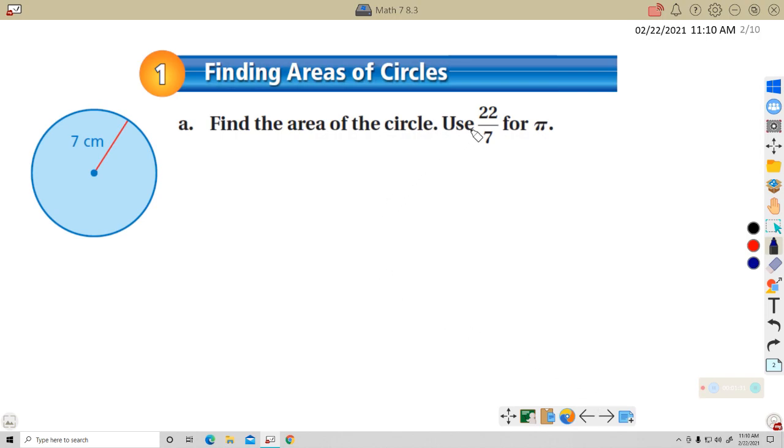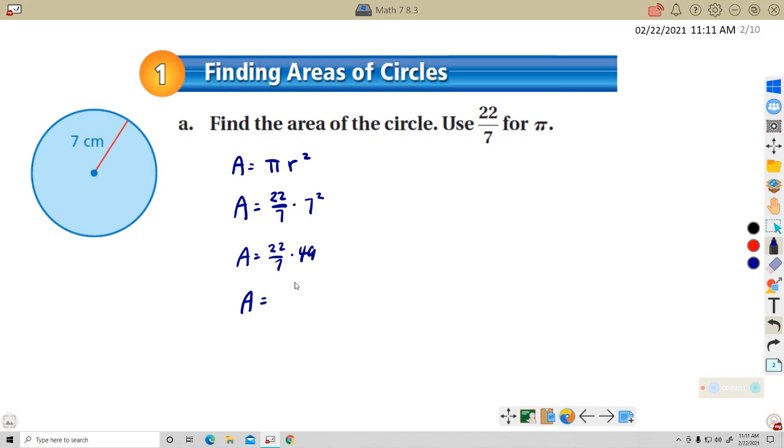Finding the area of a circle. Use 22/7 for pi. So the area of the circle we said was pi r squared. This is nice. They use 22/7 and this is 7, so it should be nice. Area is going to equal pi, which is 22/7, times the radius, which is 7, so 7 squared. So this area is going to be 22/7 times 49.